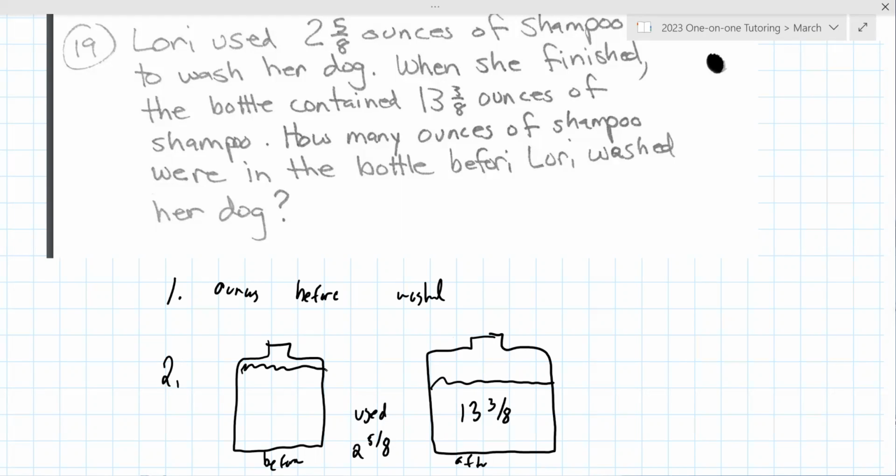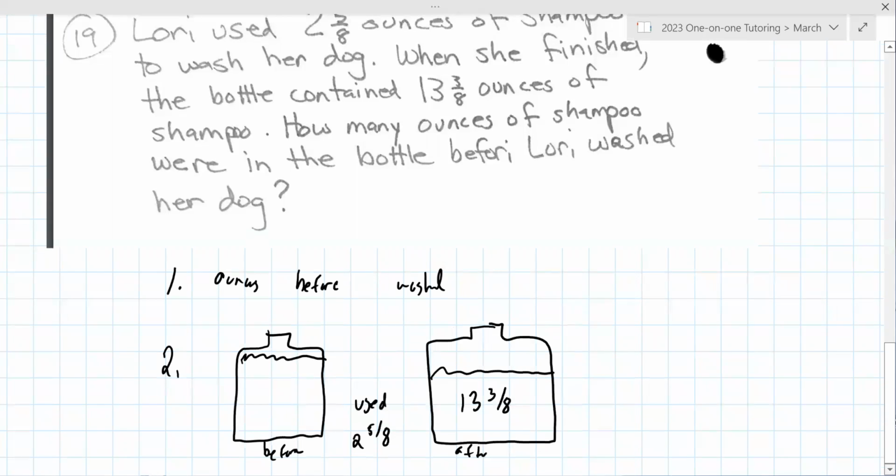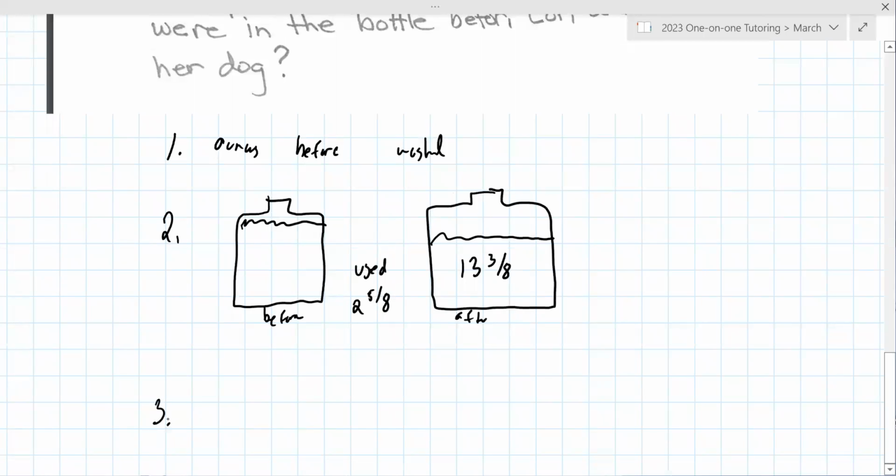Okay. So now step 3 is to write and solve an equation. So you can think of the before as x, and then when she used some, you're subtracting. Like this here.